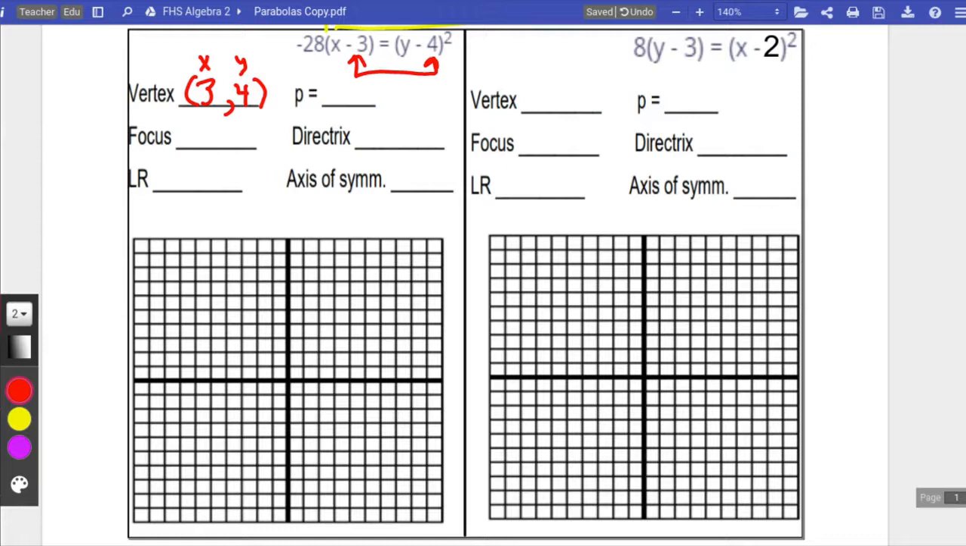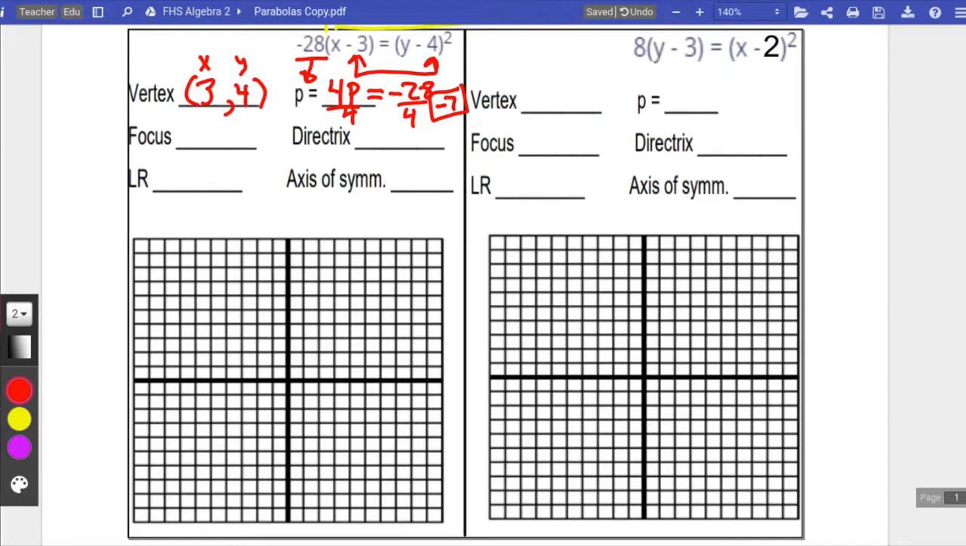Next, to find the P, you're probably wondering what the P stands for. I'm going to explain that later, but this is what you're going to do. It's always going to be 4P equals the number on the outside of the parentheses. There is a number outside of the parentheses, this number. You're going to write it right here. You're solving for P, so you divide by 4 on both sides. What do we get? -7. Boom. Keep that.